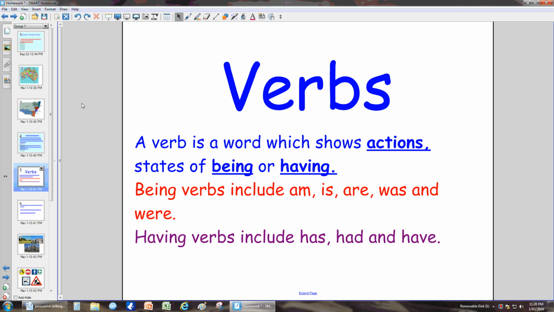What we have just learned this week in grammar is verbs. Remember, a verb is a word that shows actions, states of being or having. Being verbs include am, is, are, was, and were, while having verbs include has, had, and have.